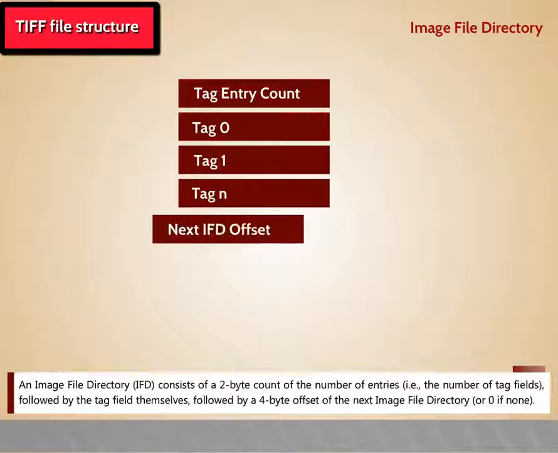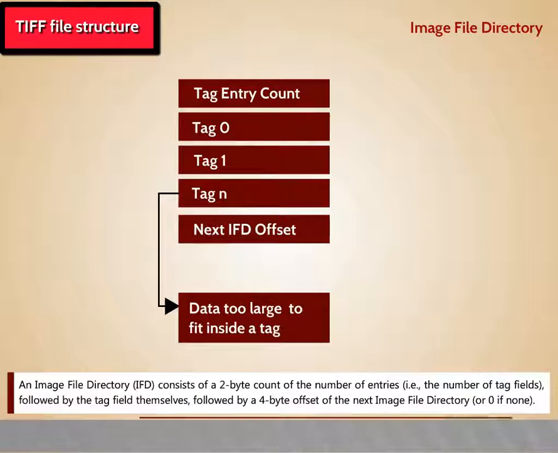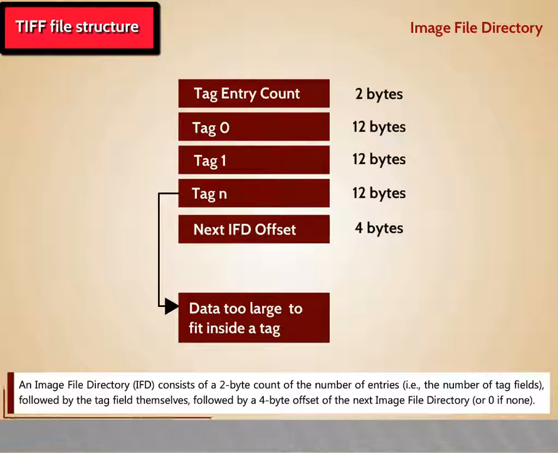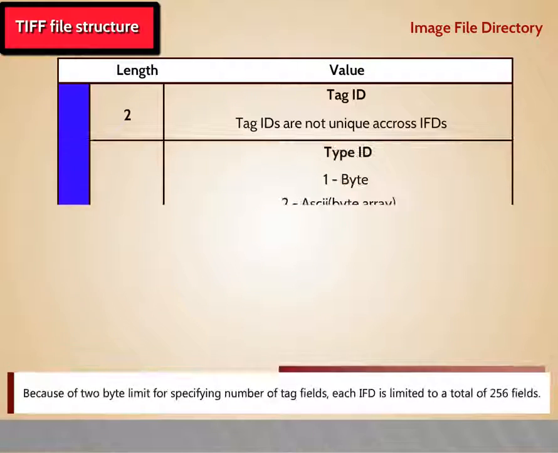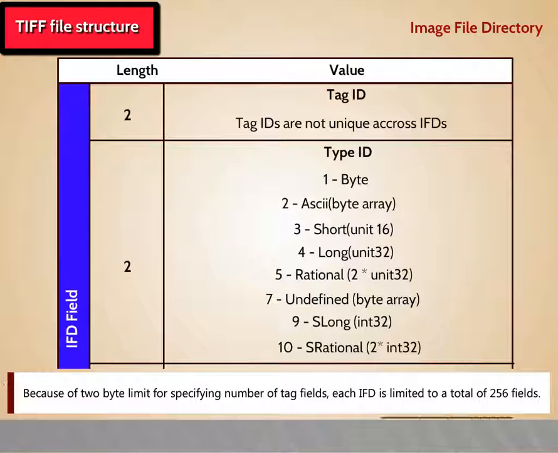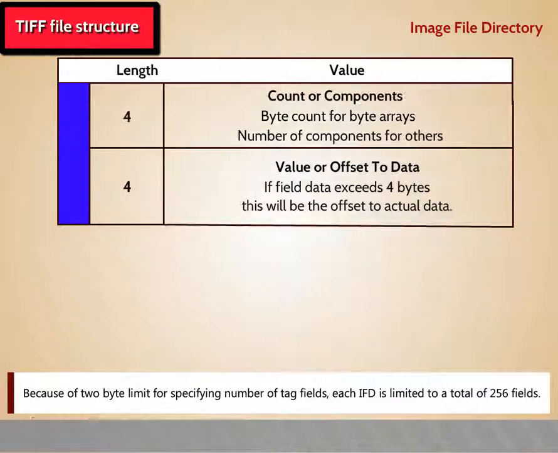Image file directory. An image file directory, that is IFD, consists of a 2-byte count of the number of entries, that is, the number of tagged fields, followed by the tagged fields themselves, followed by a 4-byte offset of the next image file directory, or 0 if none. Because of the 2-byte limit for specifying the number of tagged fields, each IFD is limited to a total of 256 fields.